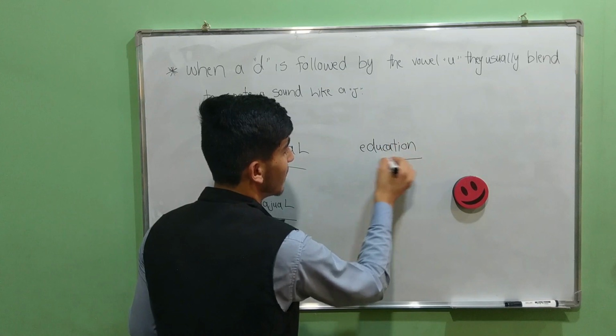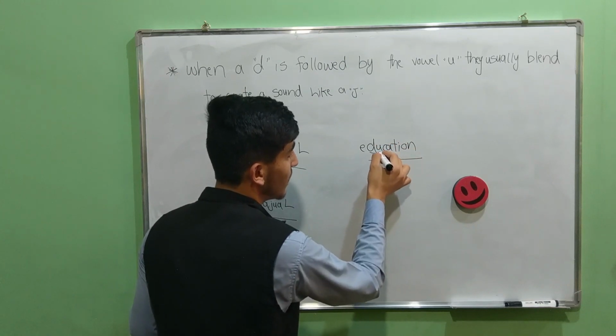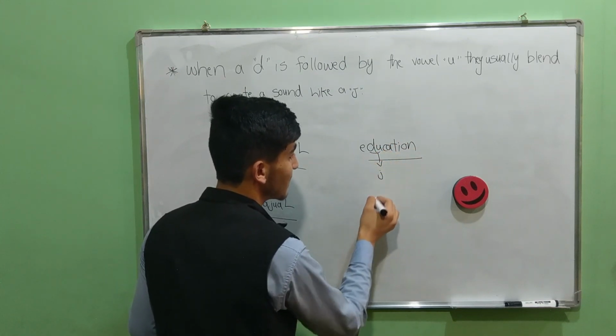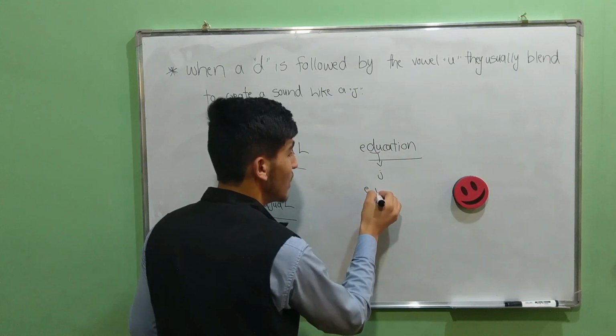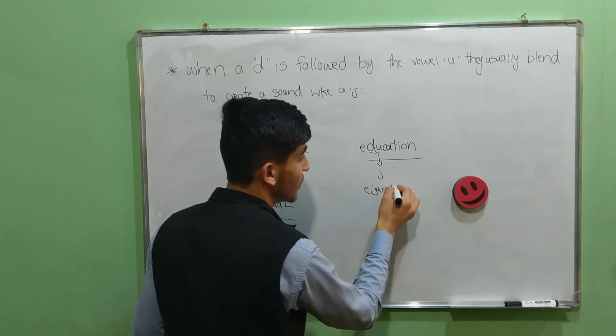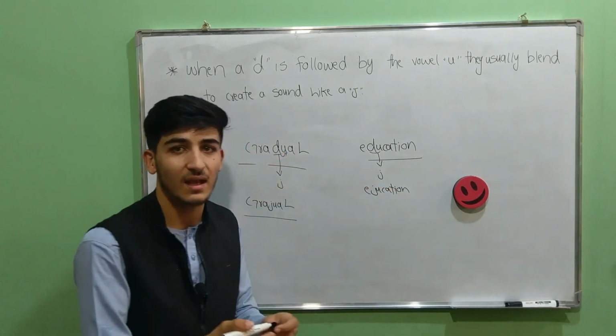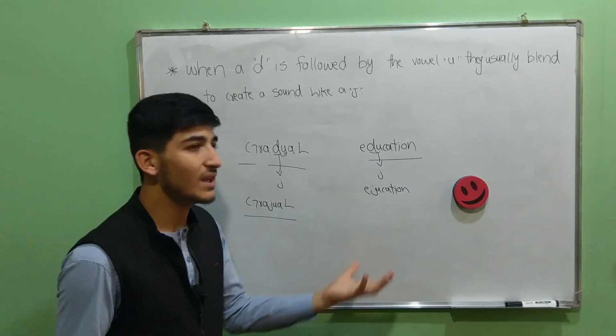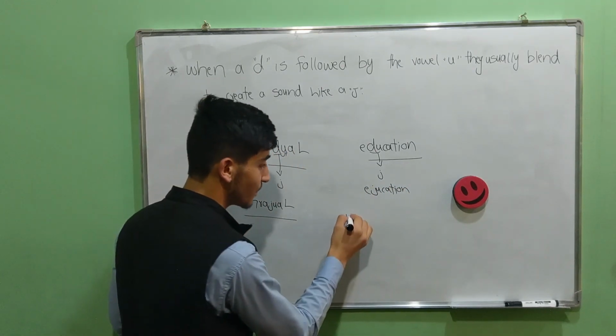The same case here. As you can see, the D is followed by the vowel U. The D changes and it becomes a J. In the pronunciation it sounds like "ej-ucation". We don't call this "ed-ucation" or something like that, but this is how we would call this one, "ej-ucation". Let's have another one.